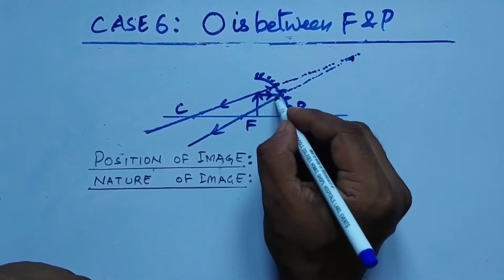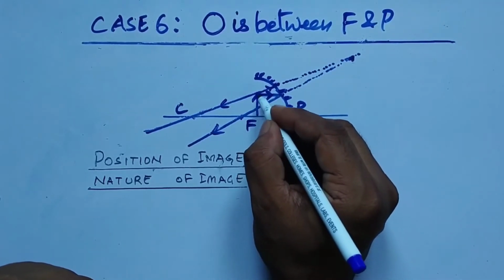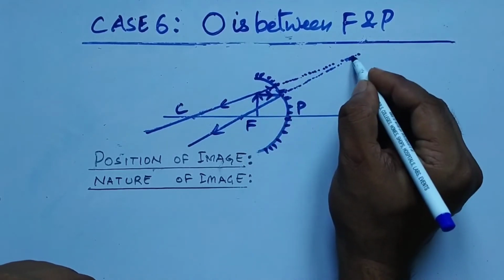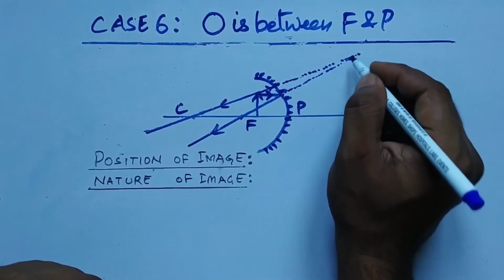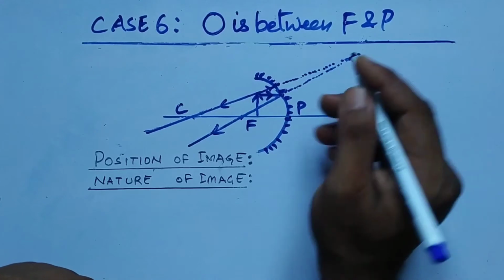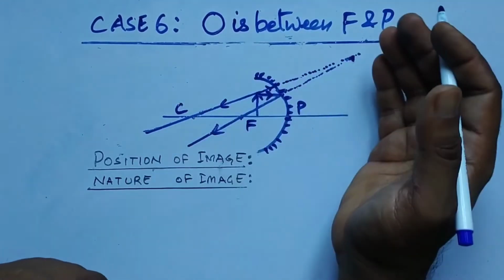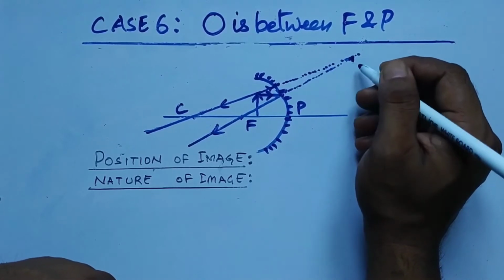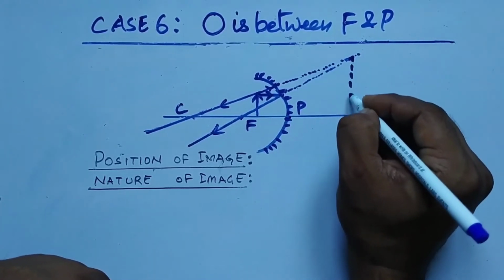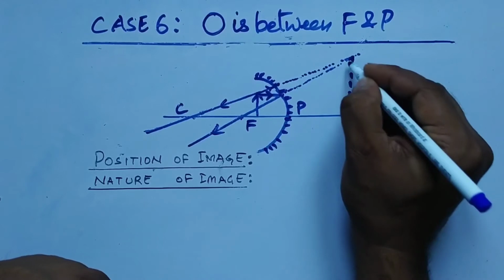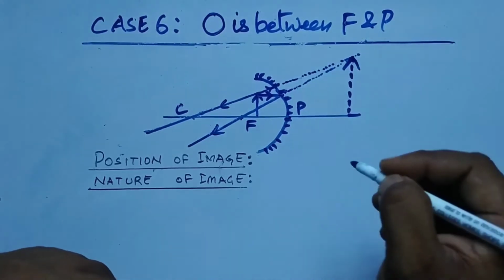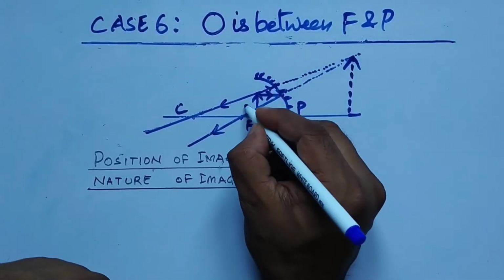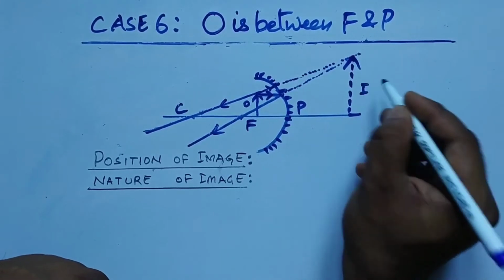Now these two standard rays started from the tip of our object, so this will represent the tip of the image. And since the image is formed behind the mirror, what kind of image will this be? Virtual image, and it will be shown by such dotted lines. This will be the tip of the image that will be formed. So this is the object and this is the image formed.